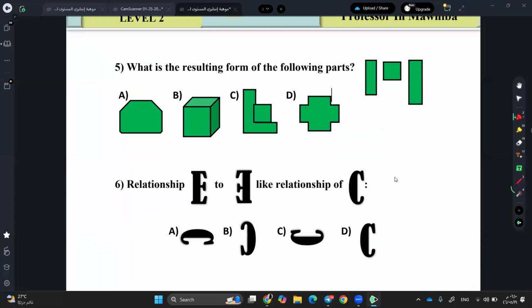Yalla, Zaina. Yes, teacher. So what is the resulting form of the following parts? So the last one, we're going to put the first one down, then the square in between them, so it makes an L and a square over it. So the answer is going to be C. Excellent. So basically we put them together, and the shape will be the result of how we assemble them. It's going to be C.